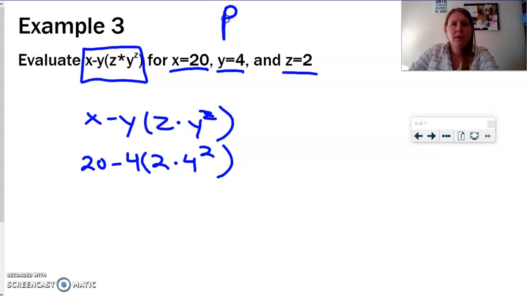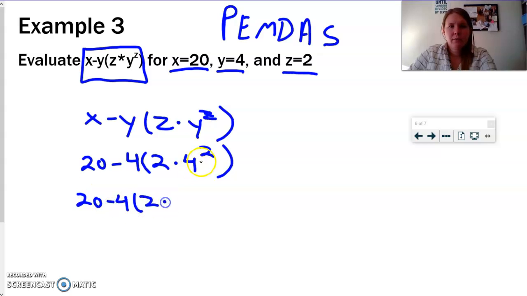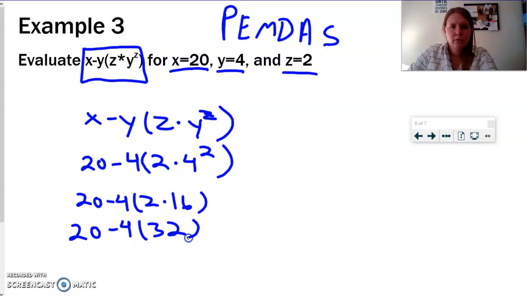Thinking about my PEMDAS, I want to do anything in the parentheses first. In the parentheses, I also have a multiplication and an exponent. So if I think back to my PEMDAS, exponents are what we solve first. So I'm going to have 20 minus 4, 2 times, and then 4 times 4, which is 16. From there, I can multiply in my parentheses. So 20 minus 4 times 32.